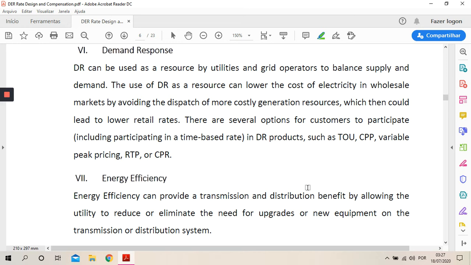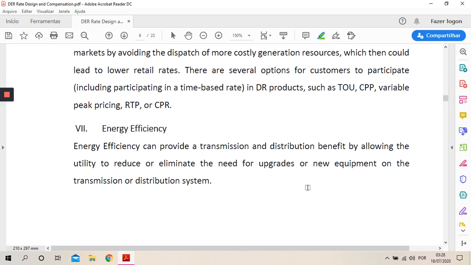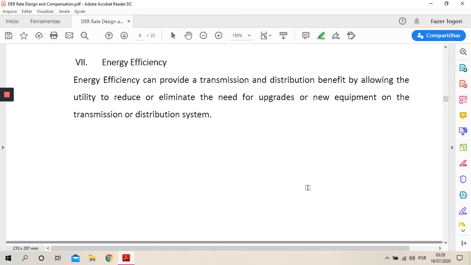Demand response (DR) can be used as a resource by utilities and grid operators to balance supply and demand. The use of demand response as a resource can lower the cost of electricity in wholesale markets by avoiding the dispatch of more costly generation resources, which then could lead to lower retail rates. There are several options for customers to participate, including participating in a time-based rate or DR products such as time-of-use tariffs, CPP, variable peak pricing, RTP, or CPR.